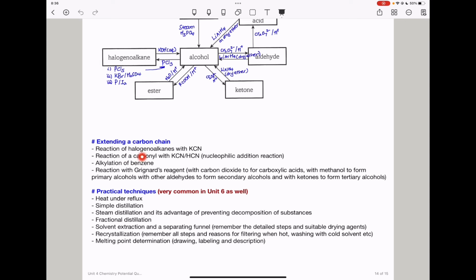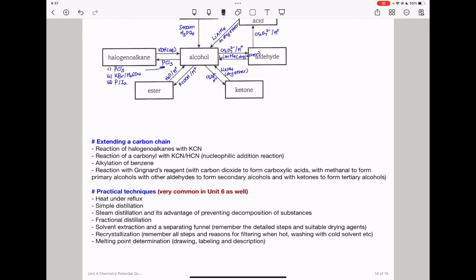They can ask about reactions of carbonyls with KCN-HCN. These are the nucleophilic addition reactions. Ensure you fully understand this mechanism as well. We talked about this in topic 15. They can ask about extending the carbon chain by alkylation as well as acylation.